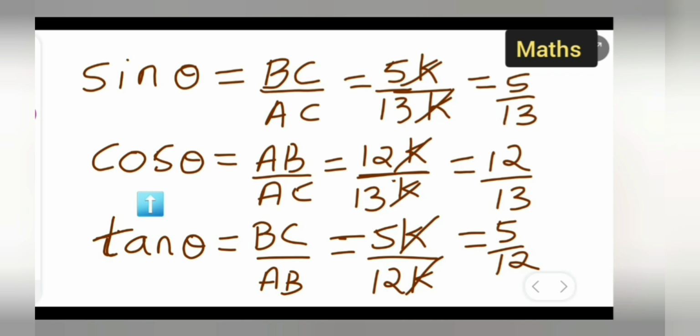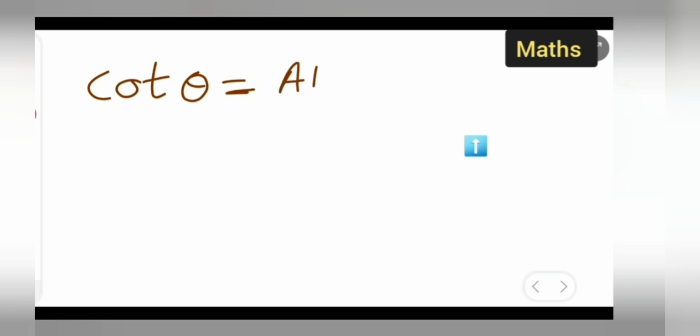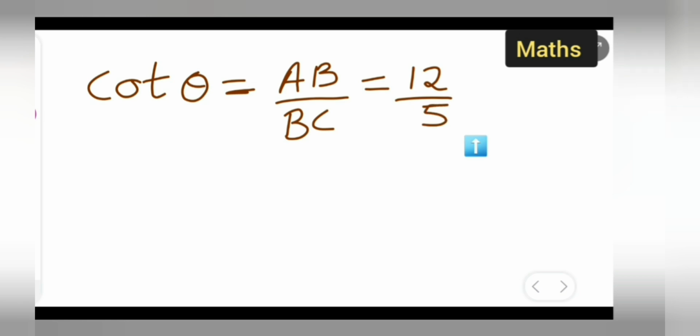Next, let us find out cot. Cot theta is equal to adjacent upon opposite. Adjacent is AB, upon the opposite side, that is BC. So AB upon BC is 12 upon 5.